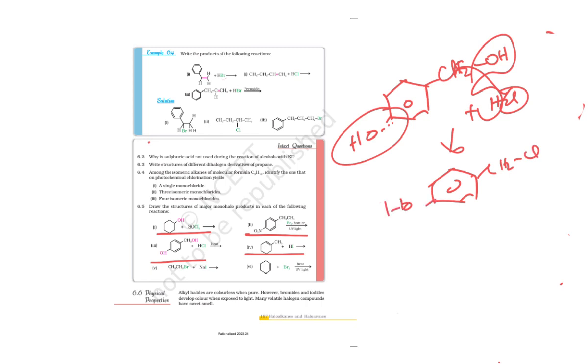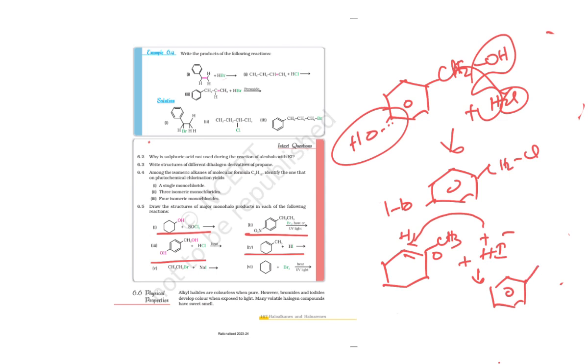In case of the fourth one, the HI. Look here, this is CH3. Here no hydrogen. Here there is a presence of hydrogen, right? So if I am using the HI, this is H plus, I minus. H plus goes to here, your I goes to here. Look here, your product is this one, right?